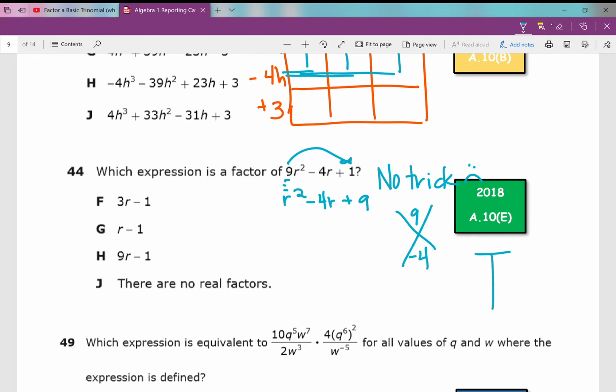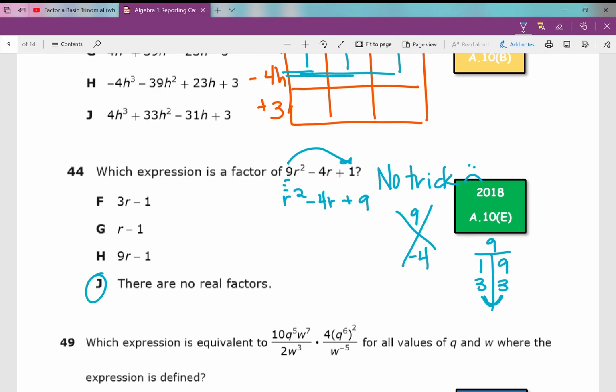If I list my factors of 9, 1 times 9, 2 doesn't go into 9, 3 does, 3 times 3, and as soon as they start switching places, I know I'm done. So do any of these also add to negative 4? 1 plus 9 is 10, 3 plus 3 is 6. I can't factor it, and that's okay. There are no real factors.